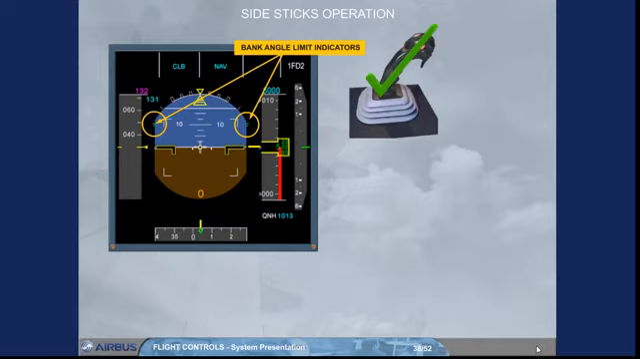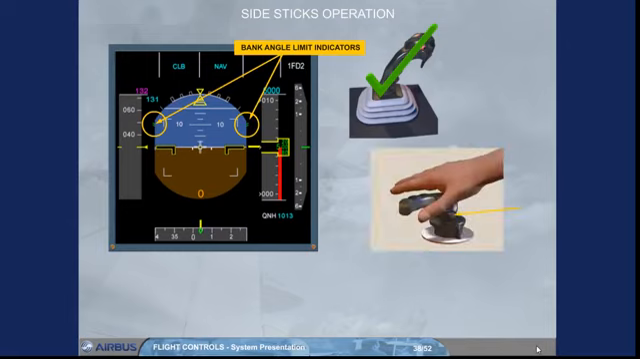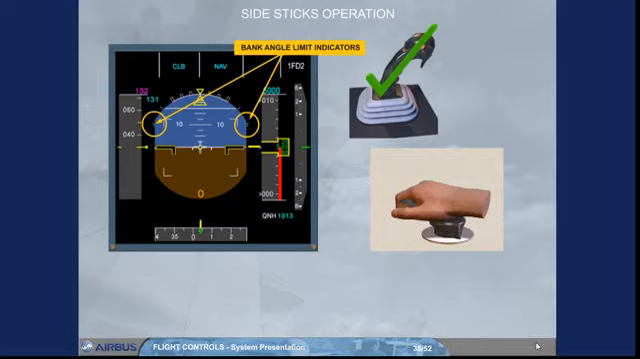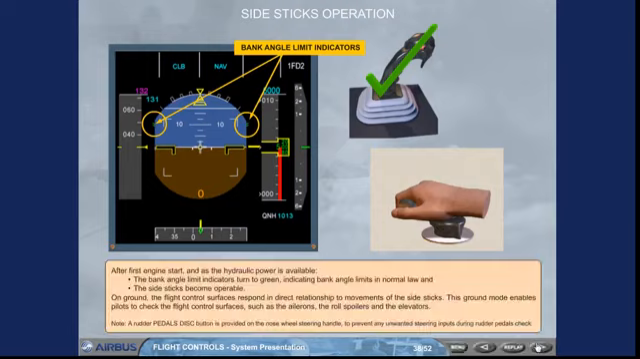On ground, the flight control surfaces respond in direct relationship to movements of the side sticks. This ground mode enables pilots to check the flight control surfaces, such as the ailerons, the roll spoilers, and the elevators. Note, a rudder pedals disconnect button is provided on the nose wheel steering handle to prevent any unwanted steering inputs during rudder pedals check.